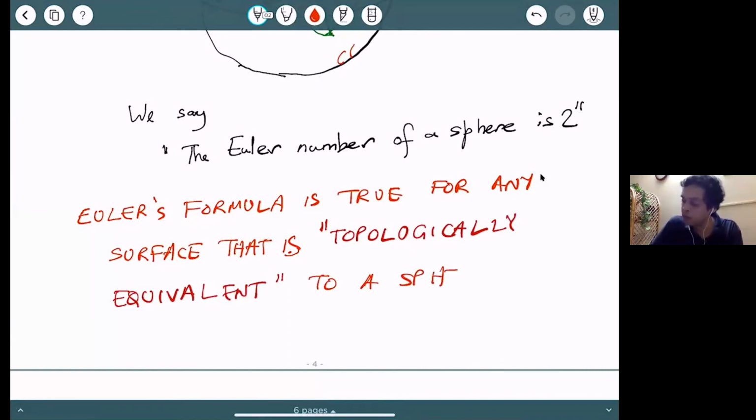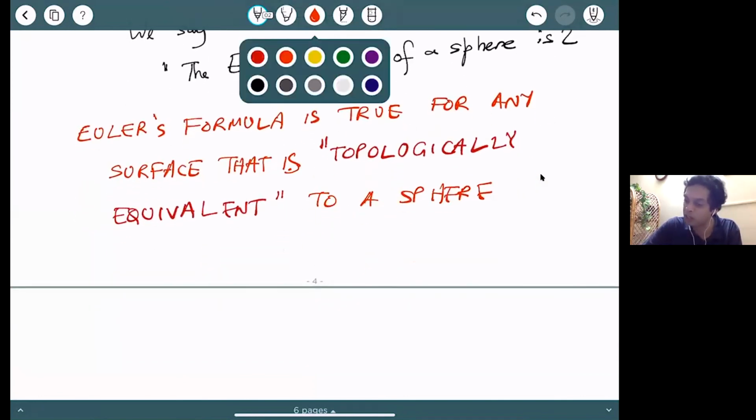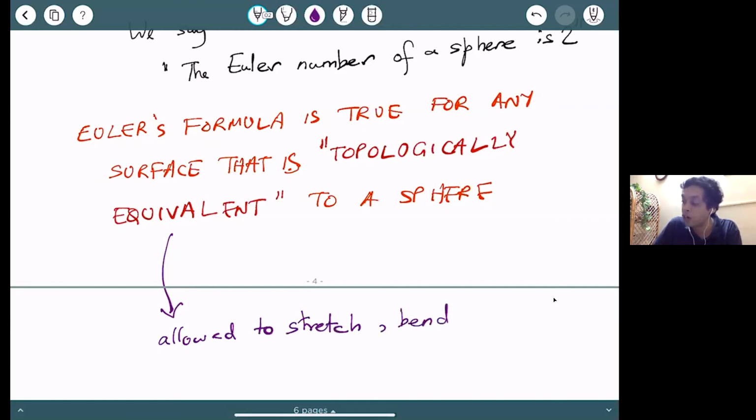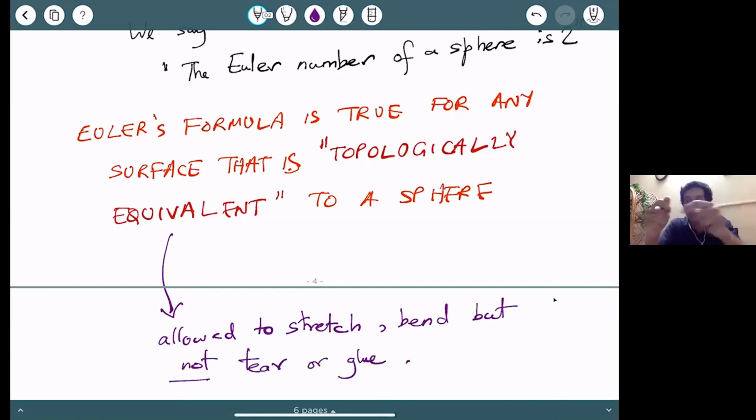What does that mean? Well, let me informally say what topologically equivalent means. It means that you get a surface where you deform your sphere into that surface. You're allowed to deform by stretching or bending, but not tear your surface. You can't make a hole, right? You can't tear or even glue up, where you identify points. That you're not allowed to do.